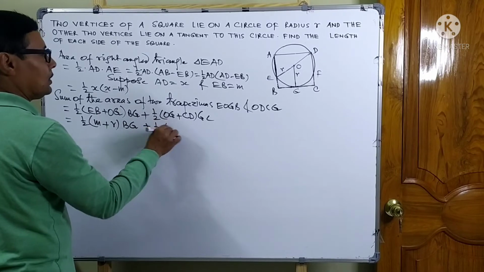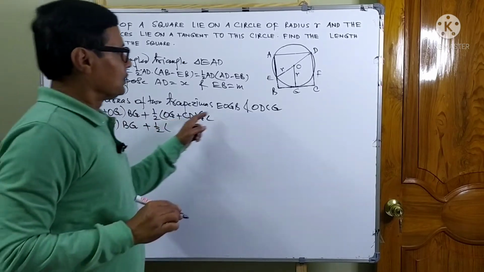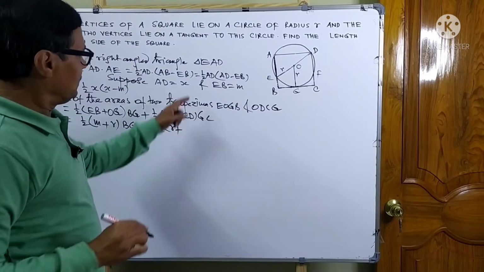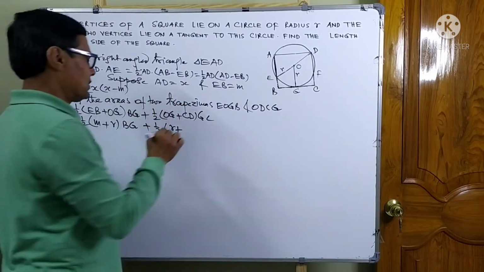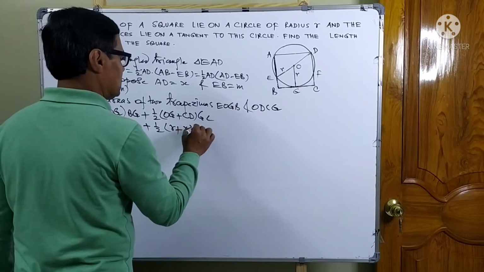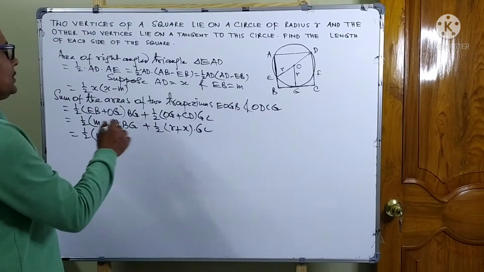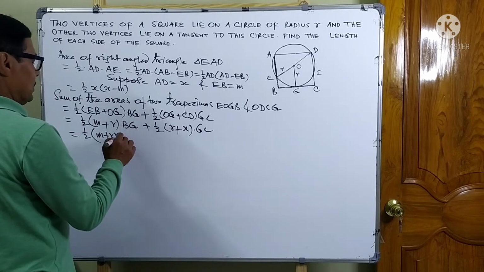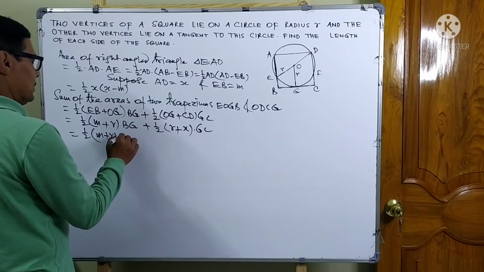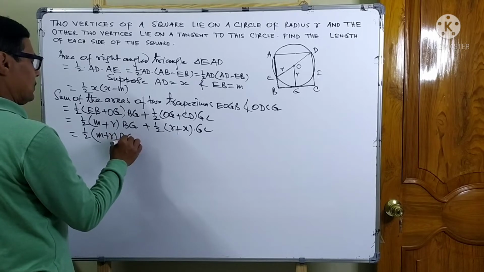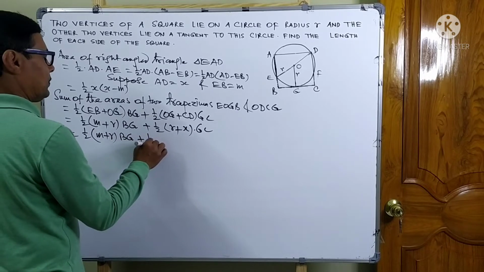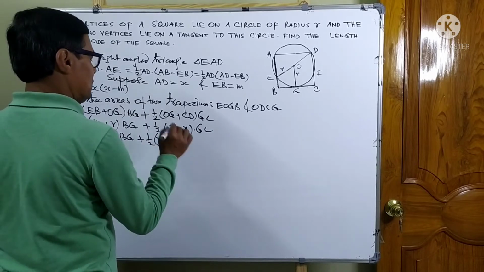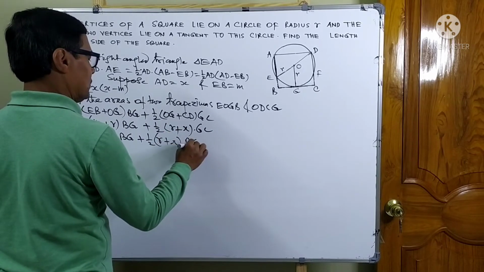BG plus half OG. OG is R and CD is considered as X. GC. Now, BG equal to CG. We can write BG plus half R plus X. GC is equal to BG.